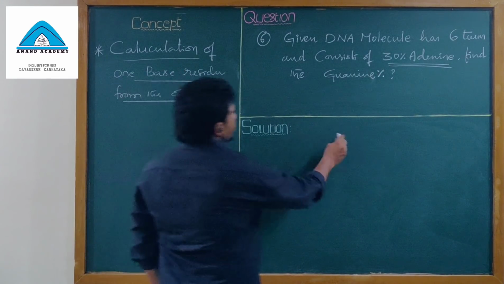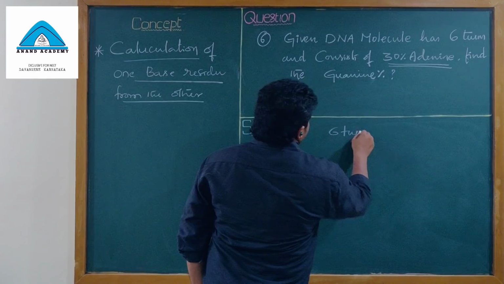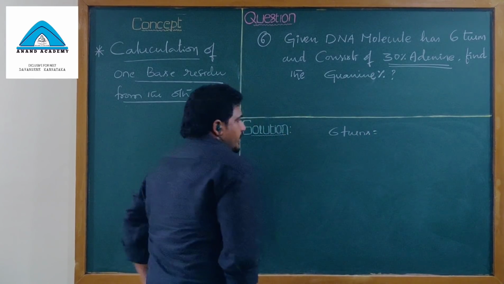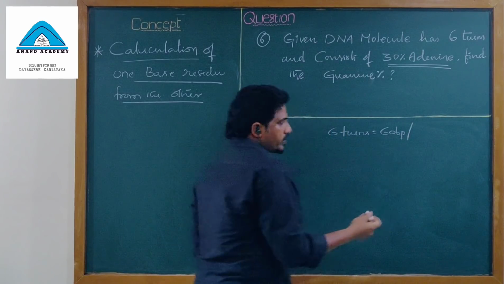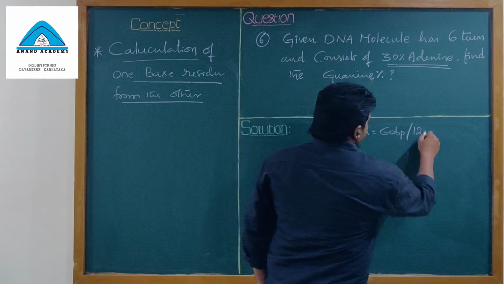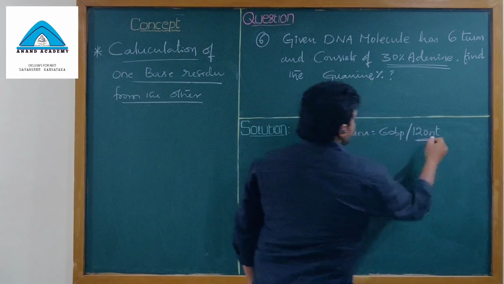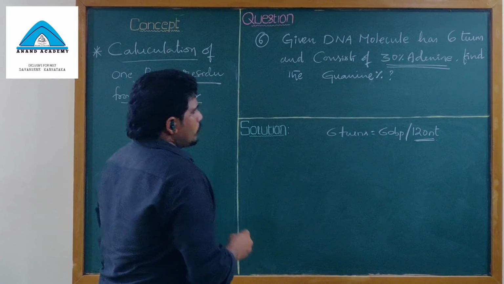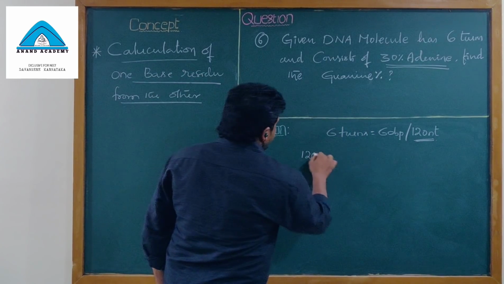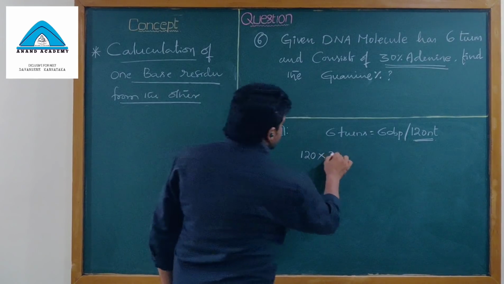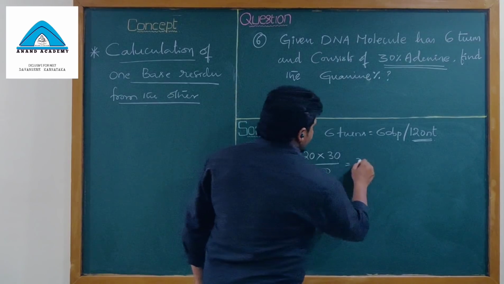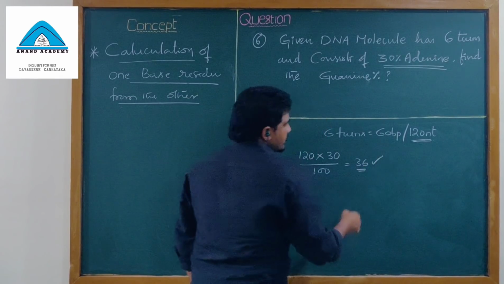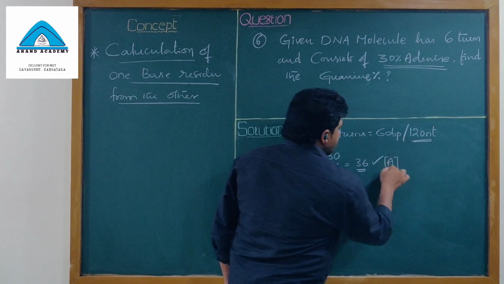Okay, let us see. So total turns are 6. 6 turns is equal to how many base pairs? 60 base pairs. So 60 base pairs means how many nucleotides, into 2? 120 nucleotides were formed, right? So in 120 nucleotides, adenine is 30%. So 120 into 30 by 100 is equal to 36. What is this 36? This 36 is adenine.